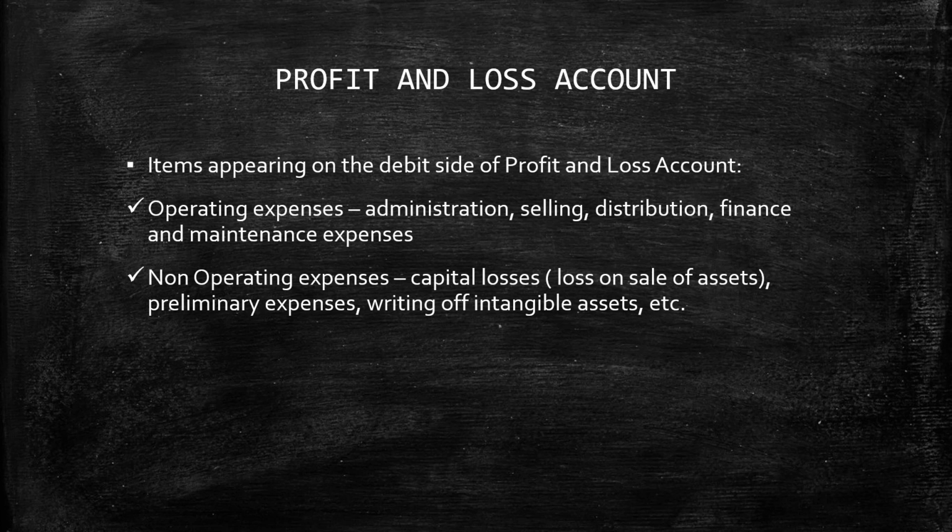non-operating expenses, which consist of capital losses, like if you are selling an asset and you are incurring a loss, then the loss on sale of assets. Then preliminary expenses, the expenses incurred while starting your business in the starting year of the business, are called preliminary expenses. Then if you have any intangible assets in the business, you have to write them off every year. So the writing off of intangible assets, these are all called non-operating expenses. These expenses appear on the debit side of the profit and loss account.